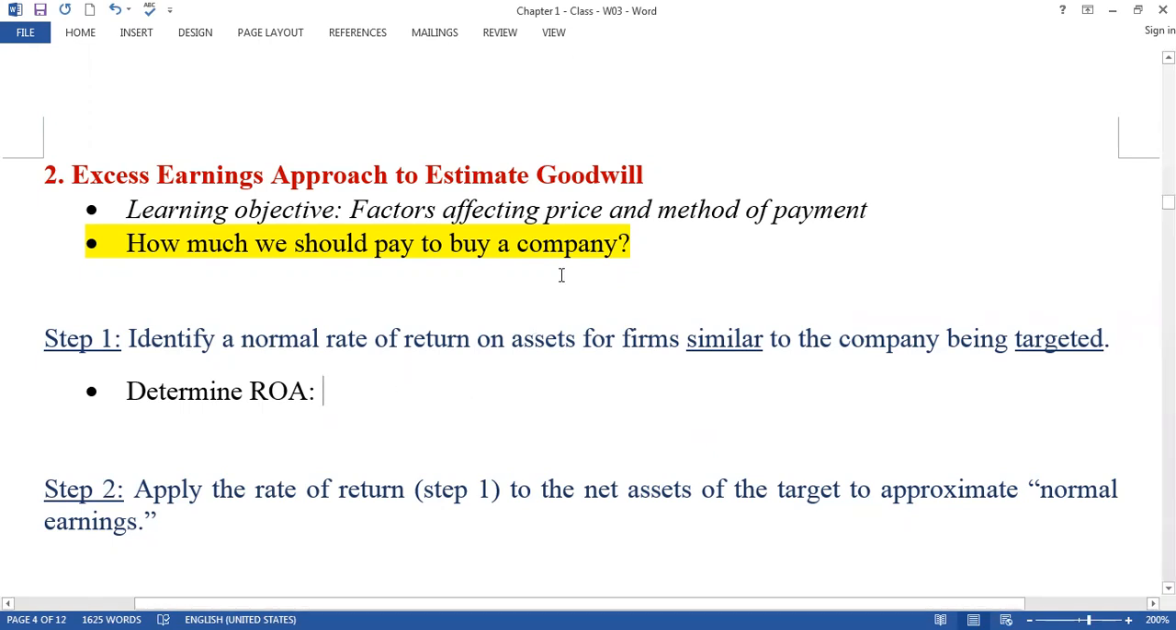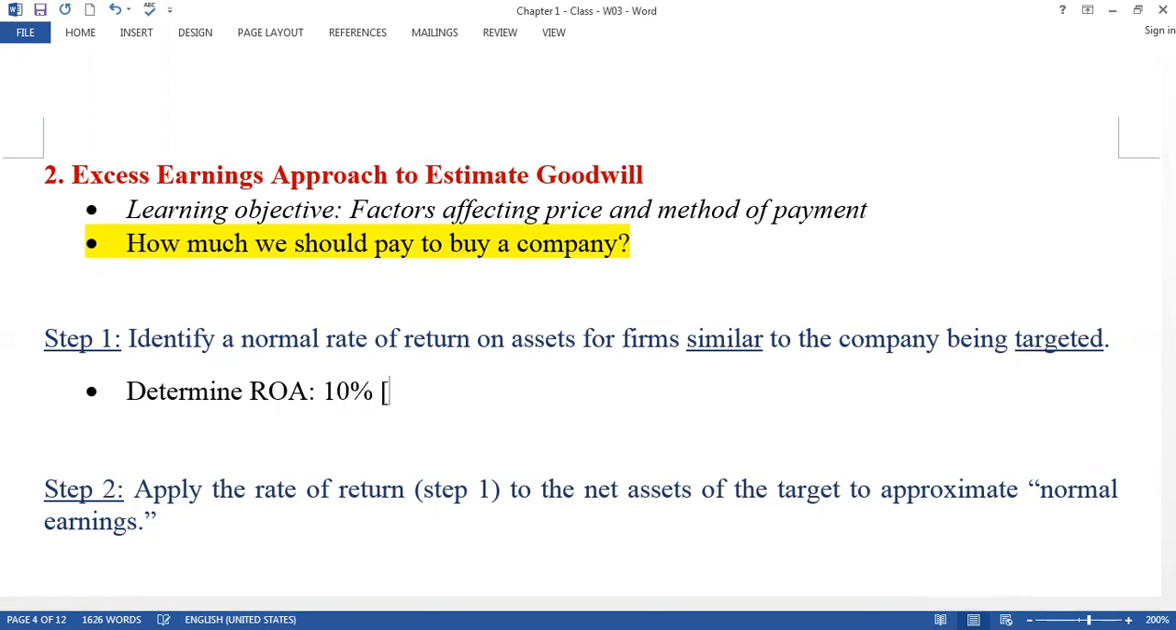So before calculating the purchase price, you should know who is your targeted company. Who is your target company? The targeted company maybe belongs to a manufacturing firm, maybe an educational institution, maybe a bank and insurance, maybe a service company, we don't know, any company, okay? And if you search the market, you can easily get the rate of return based on their asset. So we assume that it is 10%.